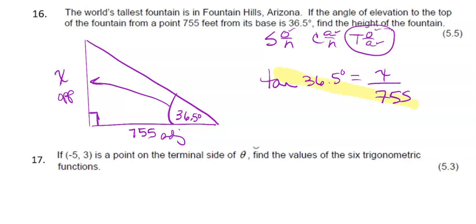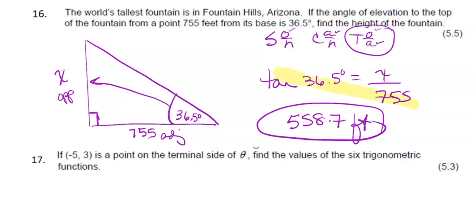Put this cross product in your calculator. You should be getting, I'll just do it to make sure. So the tan of 36.5, close those parentheses, times 755 equals the following. To the nearest tenth, 558.7 feet. That's what you should be getting.